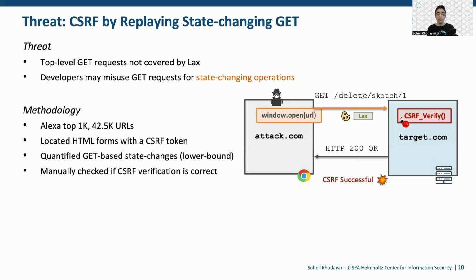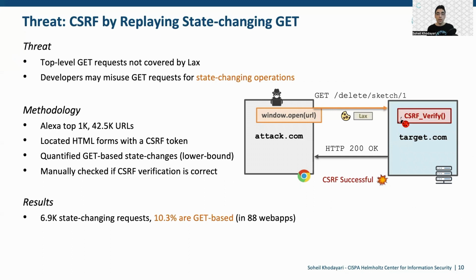Now, to quantify the fraction of state-changing requests that are GET-based, we crawled the Alexa top 1000 sites, identifying 42.5K URLs. Then we located all the HTML forms with a CSRF token, which is an indication that the operation of the form is state changing. And then we check if the request method in the form is GET. Accordingly, we determined the lower bound for GET-based state changes. Finally, we examined the correctness of the CSRF verification for a random subset of the requests.